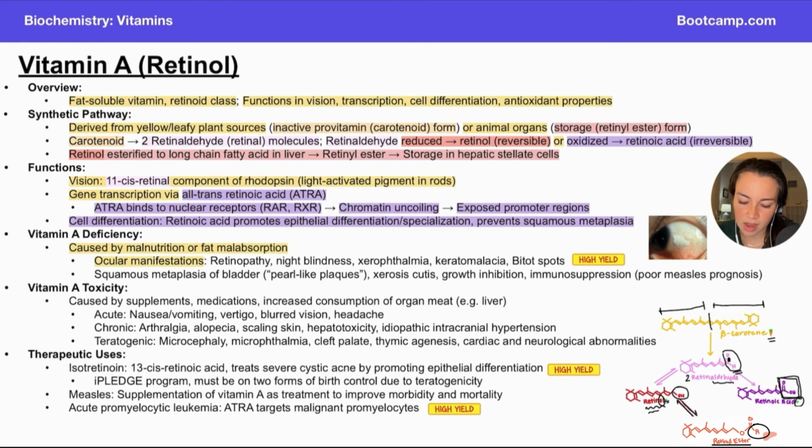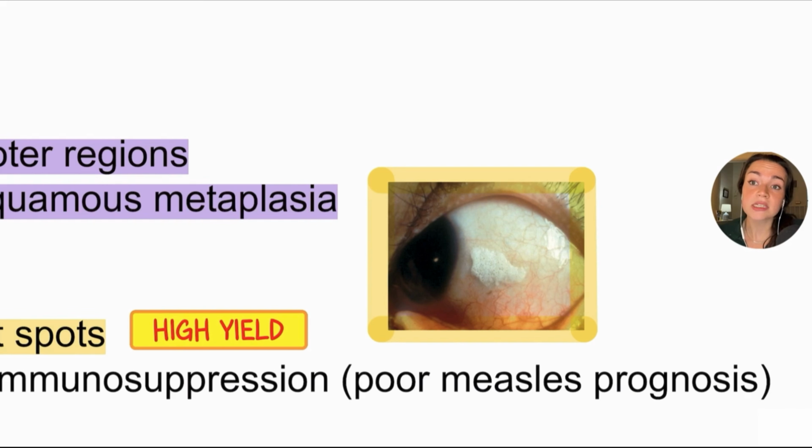Things like retinopathy, night blindness, remember like we said, it's involved specifically in rhodopsin in the rods, xerophthalmia, which is dry eyes, and keratomalacia. One manifestation of this is Bitot spots. If we zoom in on our picture here, you can see a Bitot spot. So a Bitot spot is usually on the bulbar conjunctiva, and it's this gray, foamy looking triangular patch.